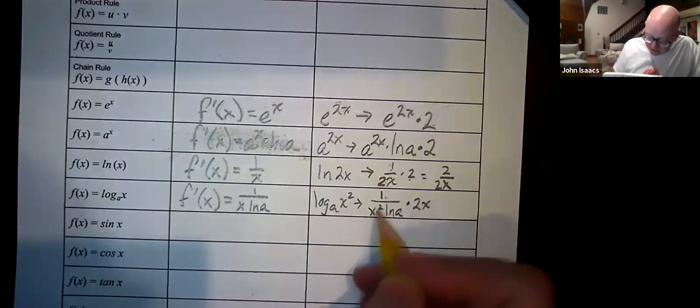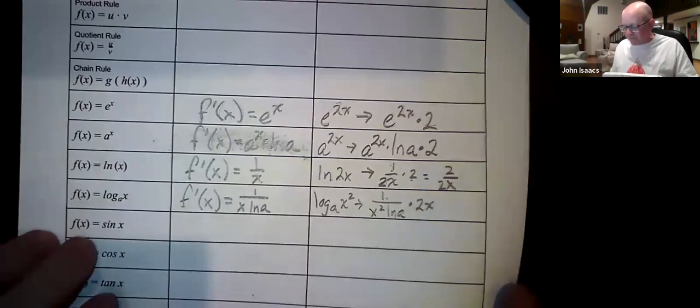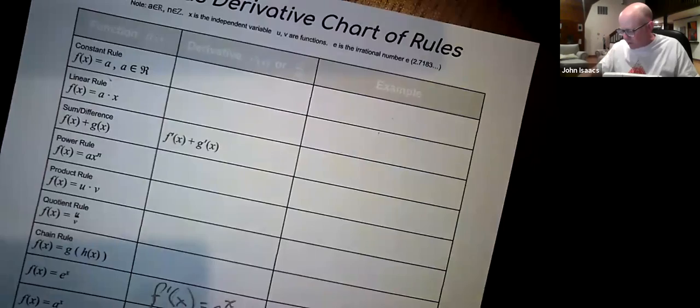The x could cancel with the x squared. You can simplify it a little bit. All right. Now, next thing I want to go over, I had a piece of paper here somewhere. I want to go over some log rules.